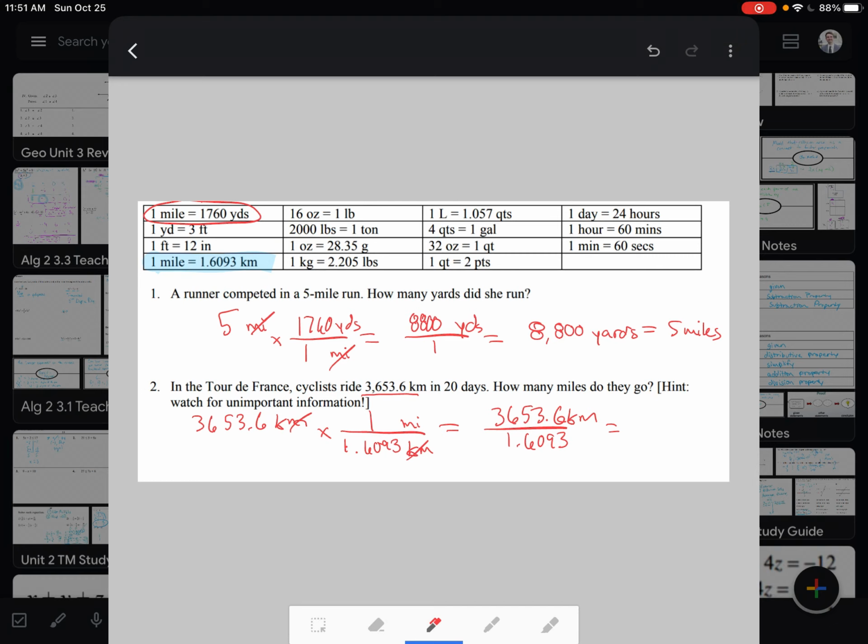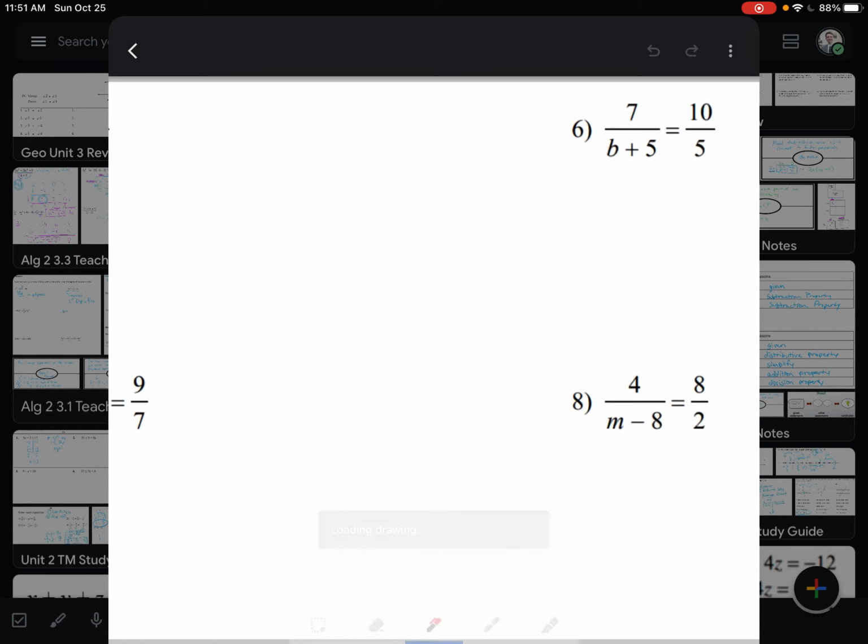Now remember, we do want this as a unit rate, so we are going to need to divide this fraction. And we should get an answer of about 2,270.3 miles. All right, so that worked for us. And again, make sure that last step we're dividing, we want to have a 1 on the bottom.